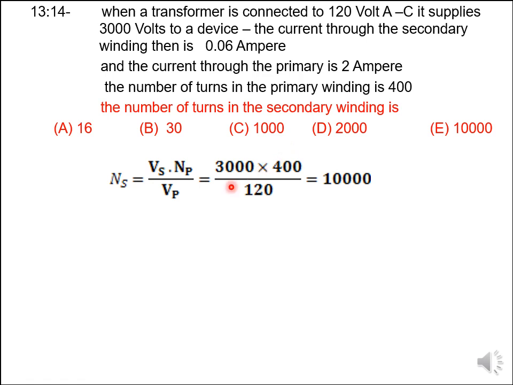طب ال V primary when a transformer connected ب 120 يبقى كل الكلام ده كله ملوش لازمة. لكن ايه هو اداني؟ يبقى ال N secondary equal V secondary N primary على V primary by substitution and calculation يطلع ال N secondary 10 thousandths, which is the choice E.